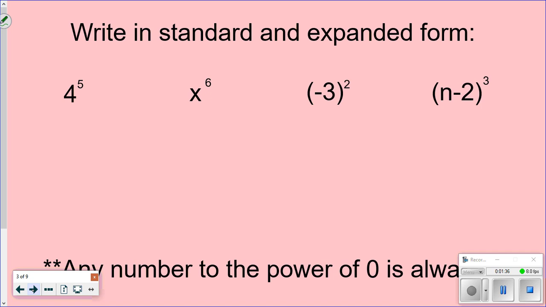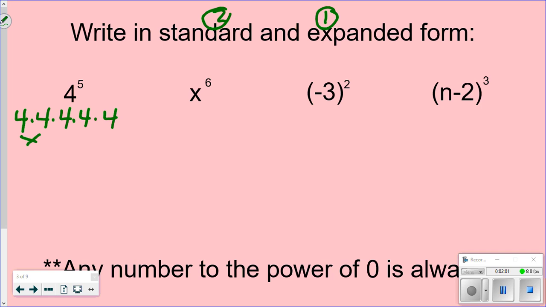Now, we're going to write each of these. You see I have 4 across here. We're going to write each of these in standard form and expanded form. Well, first we're going to start with expanded form, and then we're going to do standard, because to me that makes the most sense, writing it out first and then figuring out what the answer is. So if I look at 4 to the 5th power, this is what it would be in expanded form. Then to find standard form, I have to figure it out by multiplying everything.